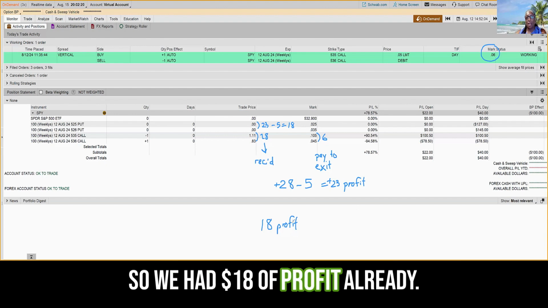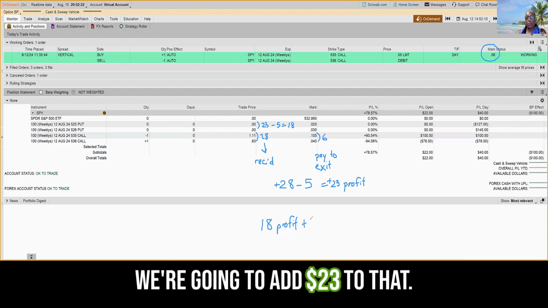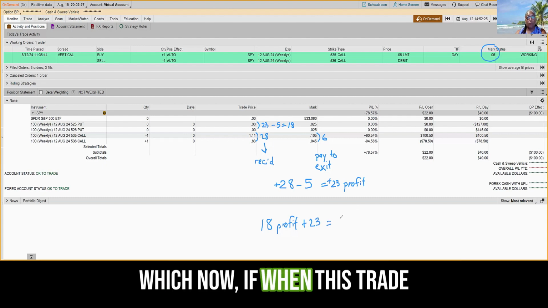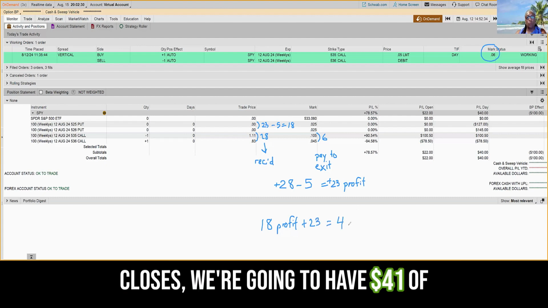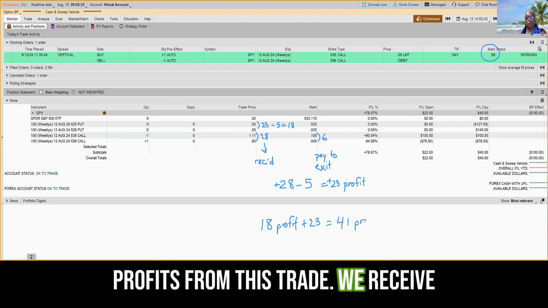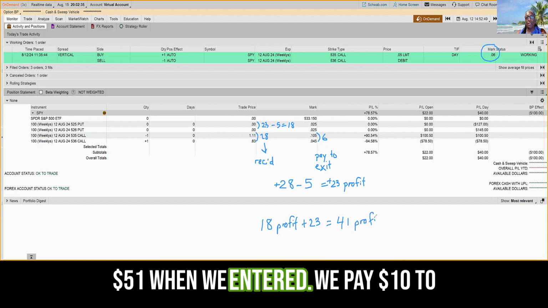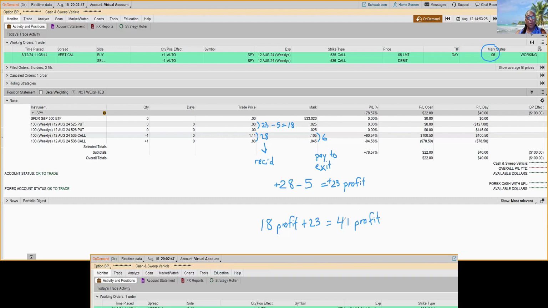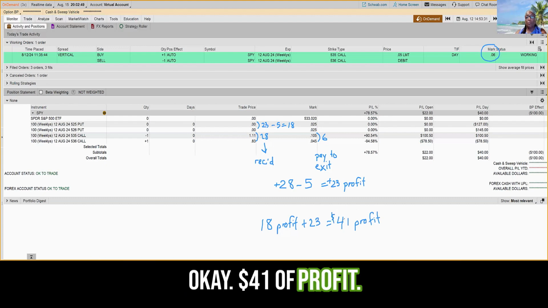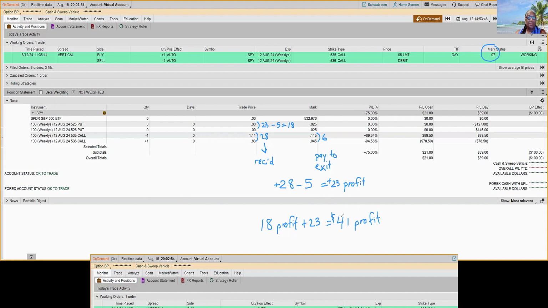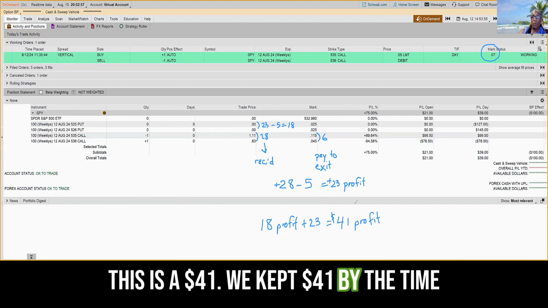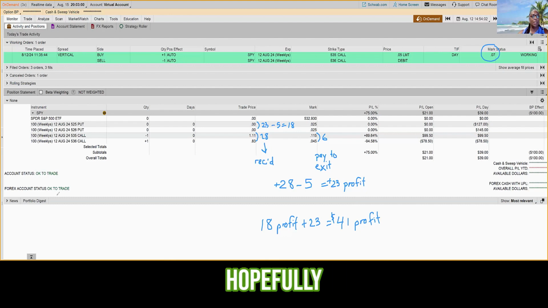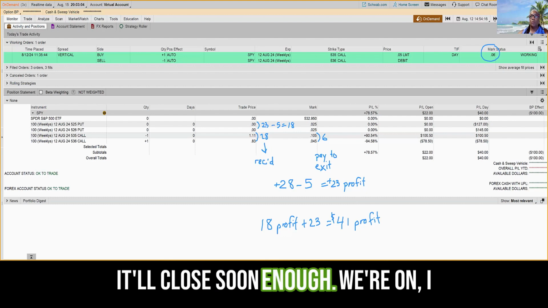Right? So we had $18 of profit already. We're going to add $23 to that. Which now, when this trade closes, we're going to have $41 of profits from this trade. We received 51 when we entered. We paid 10 to get out. Okay, $41 of profit. We kept $41 by the time this trade closes. It's not closed yet, but it's going to do its thing. Hopefully it'll close soon enough.